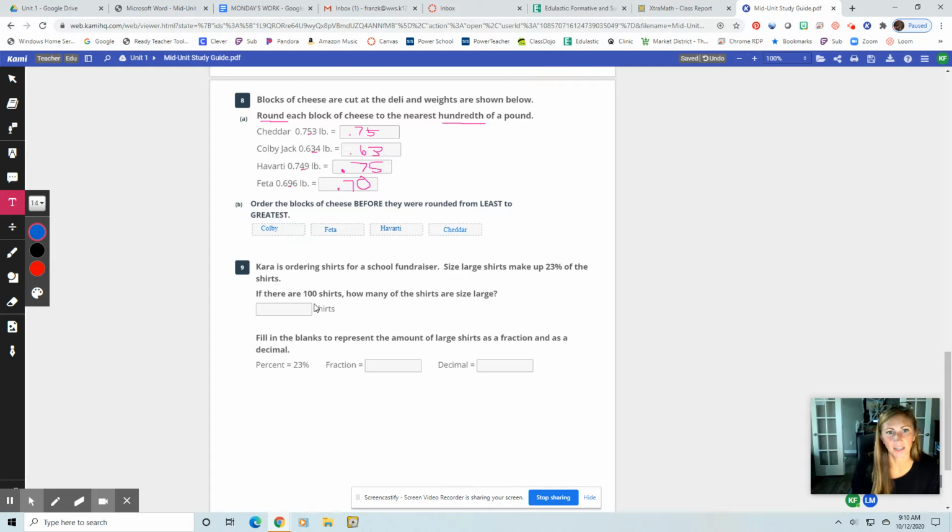Last question on percentages. So Kara ordered shirts for a school fundraiser. The size large shirts are 23% of the shirts. So if there were 100 shirts, how many of the shirts are a size large? So 23 out of that 100, that would be 23 shirts. And then writing this as a fraction, go back to my marker here. A fraction would be still out of 100, so 23 hundredths. And then decimal, since percent means out of 100, we would have a decimal, a 2, and a 3 to represent 23 hundredths.